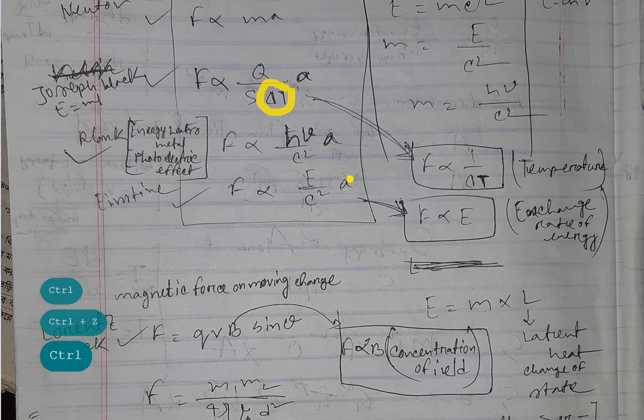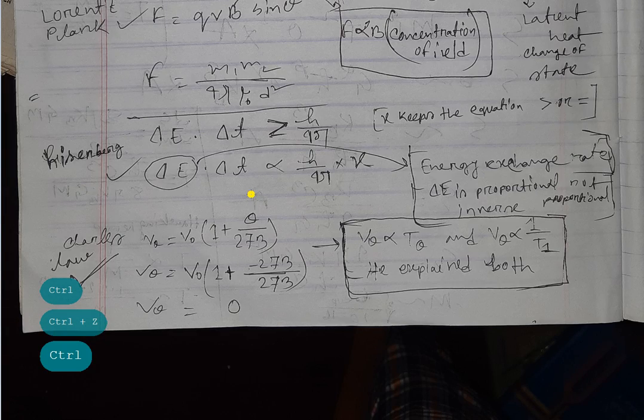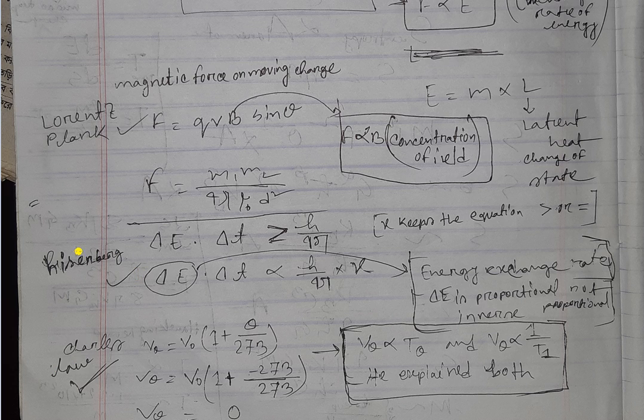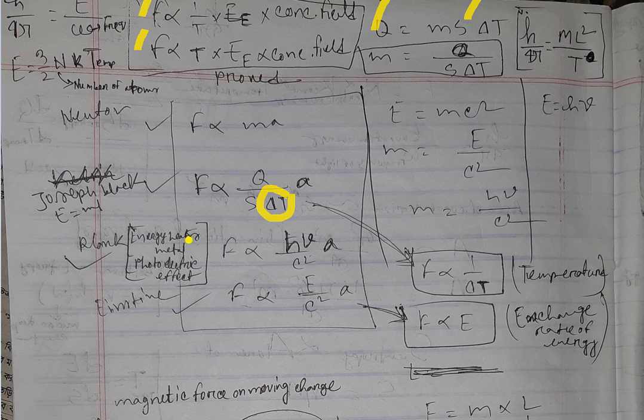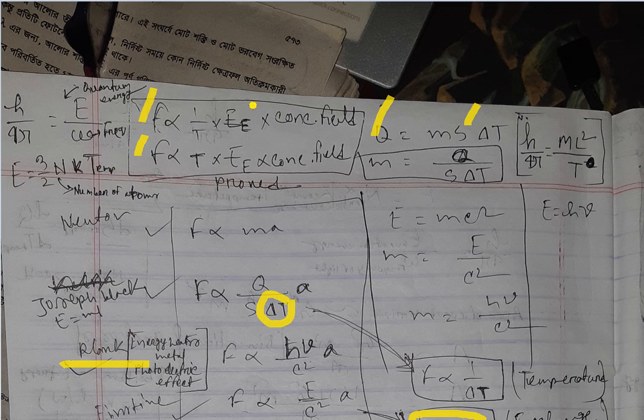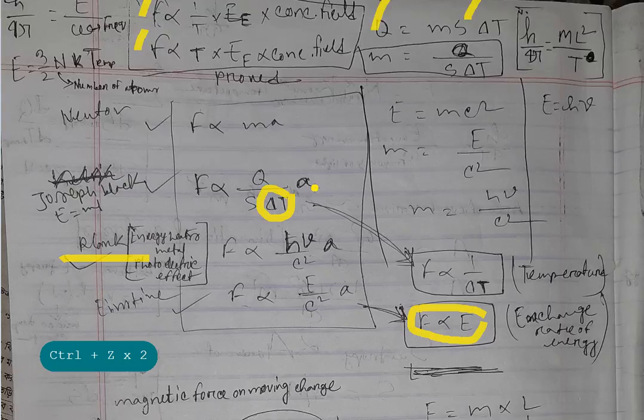Now if we plug in Planck's constant here, we can get the limitation for energy, like del E del T is greater than or equal to h by 4 pi, and that's what we get from Planck's equation. And if we use Einstein's equation, we directly get F proportional to E, which corresponds to the energy exchange rate that we discussed in the previous paper. So there go the two things.